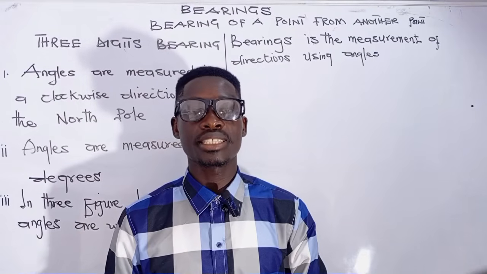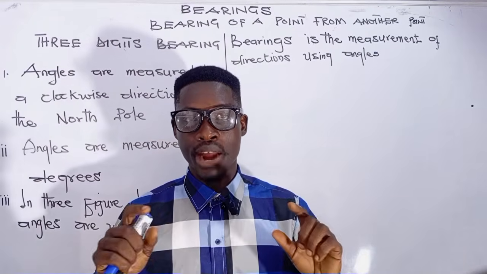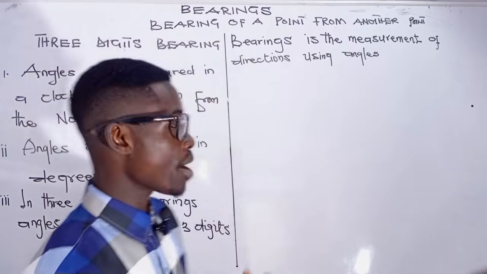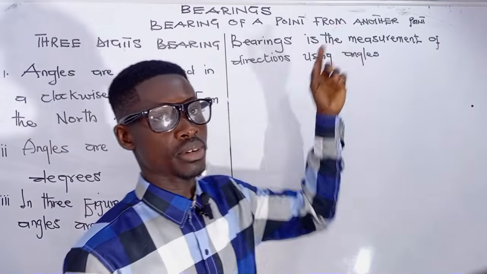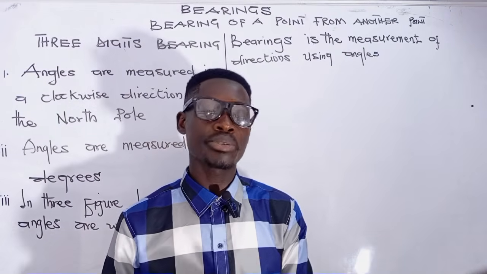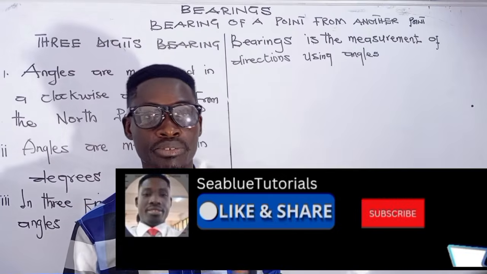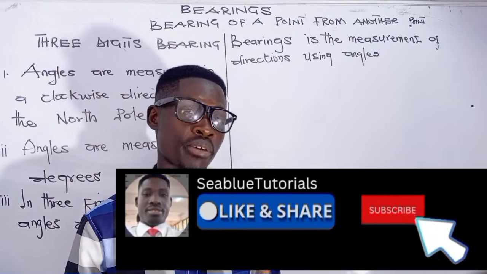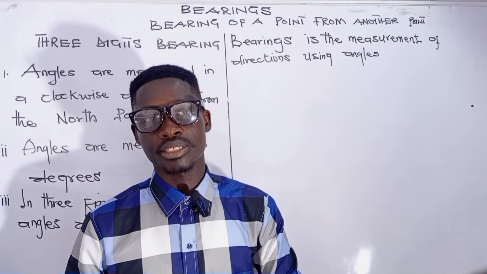So in this very lesson, we shall be looking at bearings. And under the bearings, we shall be looking at the bearing of a point from another point. Let me ask you, what is a bearing? Now, when we talk about bearing, it's the measurement of direction using angles. As simple as that, the measurement of direction using angles.